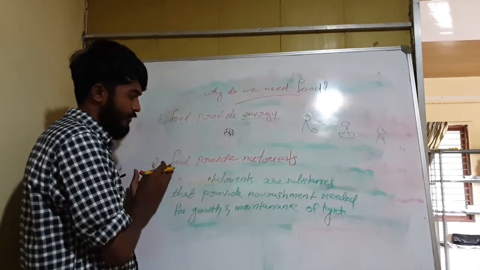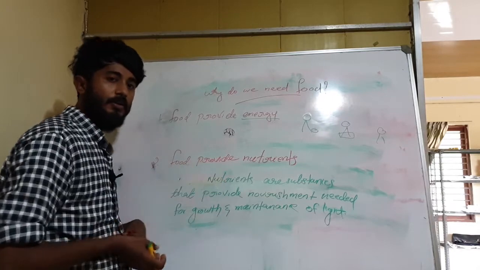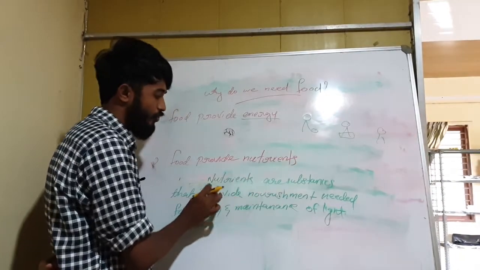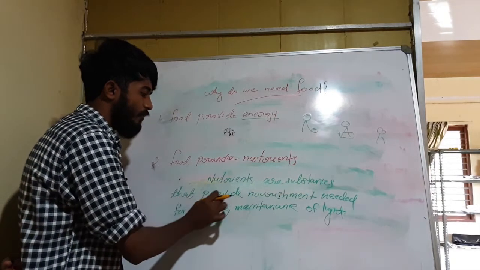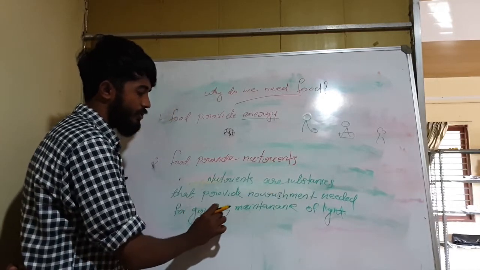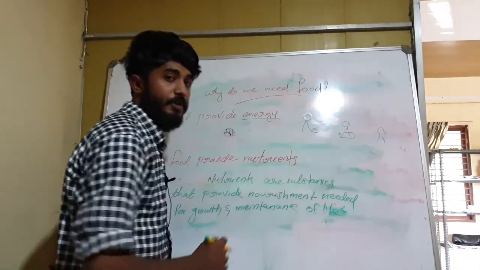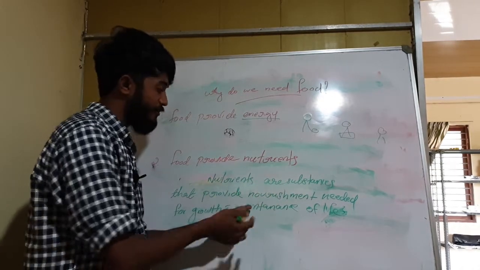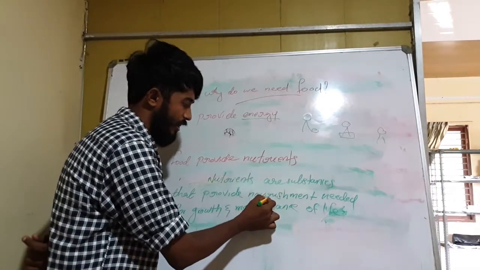The second point is food provides nutrients. So what do you mean by nutrients? Nutrients are the substances that provide nourishment needed for growth and maintenance of life. So food provides nourishment. What do you mean by the word nourishment?